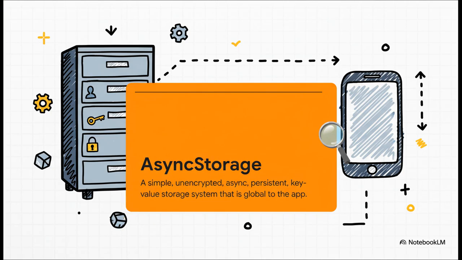Now, the core piece of tech we'll use for saving the data is called AsyncStorage. And what's really great about it is its simplicity. It's just a basic key value store. Think of it like a little local filing cabinet on the phone, where our app can stash and retrieve bits of information like our user's profile. It is absolutely perfect for this kind of job.